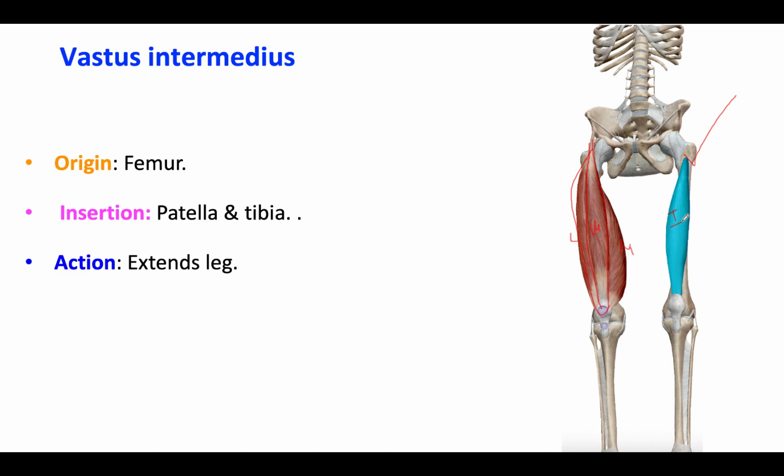And that's a quick way to remember: think of the medius being middle, lateral being lateral, on the outside, intermediate being in between, and then indeed, rectus femoris is in between as well, on top of vastus intermedius. Of course, the origin here is the femur, and the insertion is going to be the same as the others, which is the patella and tibia, and this muscle extends the leg.